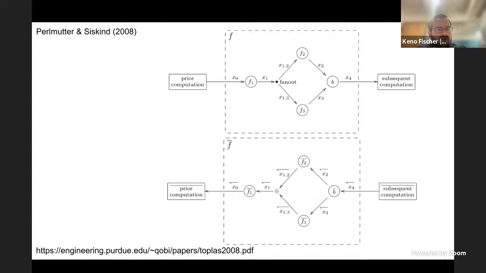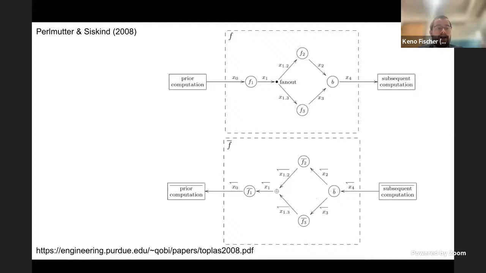Another prior work that I thought was worth highlighting is this one from Perlmutter and Siskind. This paper, generally referred to as Lambda, the Ultimate Backpropagator, basically shows a way, in an untyped lambda calculus, to do reverse mode automatic differentiation using lambdas. So, to encode reverse mode automatic differentiation in untyped lambda calculus.